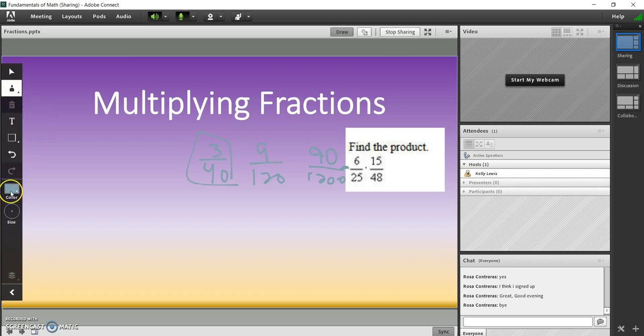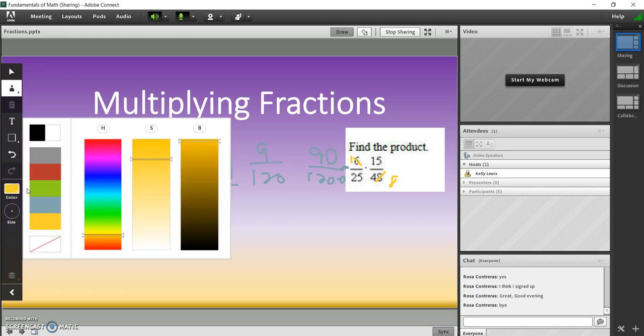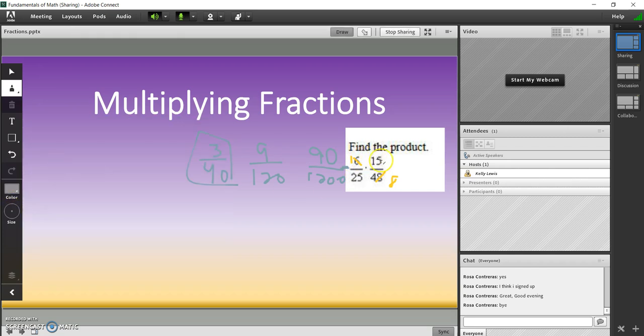If you do it the other way, which is reduce first and then multiply, it's a little easier when these numbers are big. So 6 and 48. 6 divided by 6 is 1. 48 divided by 6 is 8. And then 15 divided by 5 is 3. 25 divided by 5 is 5. And we have 1 times 3, which is 3, and 5 times 8, which is 40. So we're still getting 3 over 40.